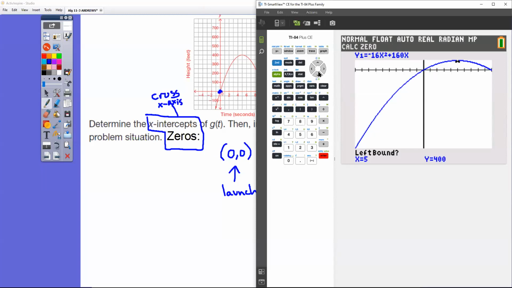Notice that it's asking again for a left bound, because there are two answers here. So I need to move my cursor all the way over to the left-hand side of that first zero. This takes a little bit to get there. Keep on moving. All right, my cursor now is on the left-hand side of where I think a zero is, so I'm going to hit enter. Now it asks for a right bound. I'm going to move my cursor over to the right of it. That's good. Hit enter. Just hit enter again for guess. And notice that it gave you a zero.